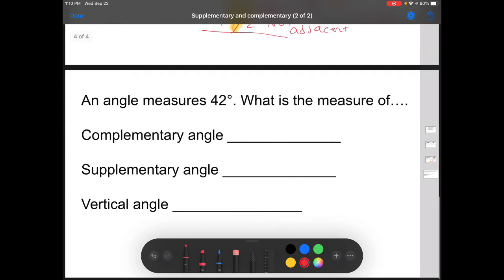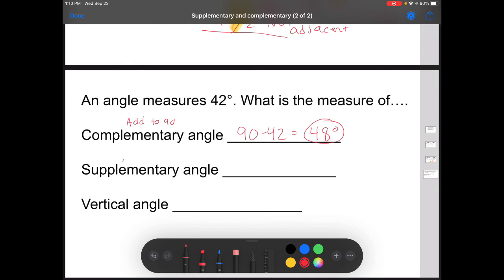So we're going to do one example here. It says, an angle measures 42 degrees. What is the measure of its complementary angle? So remember, complementary means they add up to 90. So we know they add up to 90. We're missing one. So we take 90 minus 42 that we do know, which leaves us with 48. So 48 degrees is the complementary angle to 42 degrees.